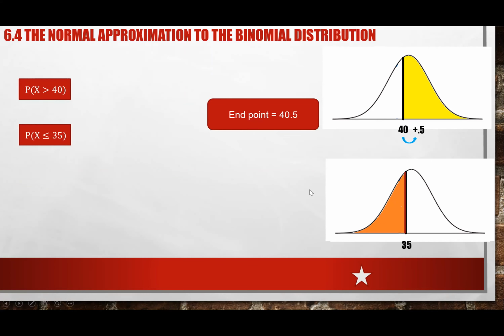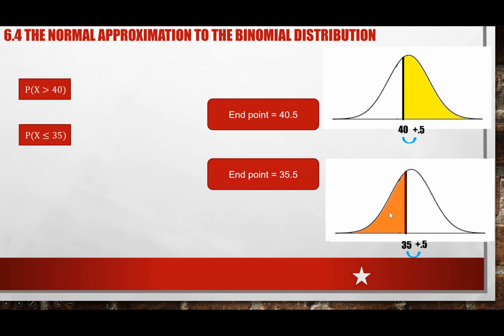Now once you have that, do we include 35? Do we include this endpoint? Do you agree that X is less than or equal to 35, so we include the 35. To include the 35, we have to go to the right. Because I shaded to the left, I make it bigger by going to the right, and just like before, if I go to the right, I add 0.5. This is my endpoint, which is 35.5.